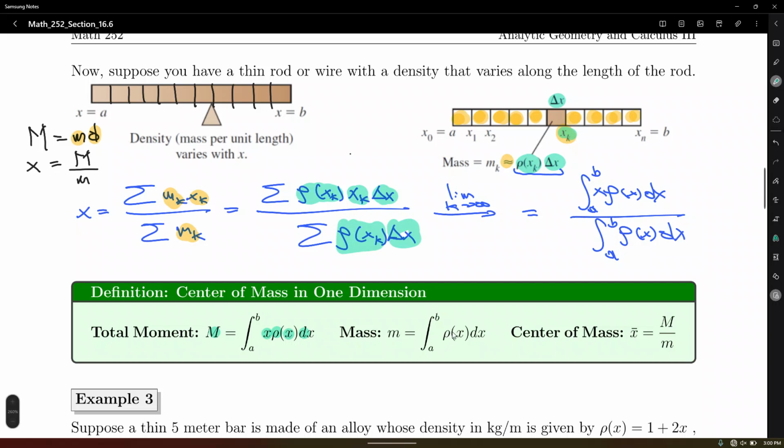While the mass is simply density as a function of x times length. And again, we're looking at linear density, the one-dimensional case. Now, if we wanted to find the center of mass, that means where should we put a pin on a rod to keep it in balance? We need to find the quotient, moment divided by mass. That is x bar, our center of mass.